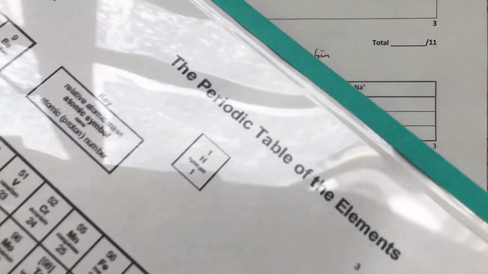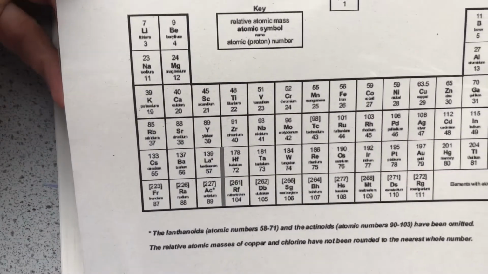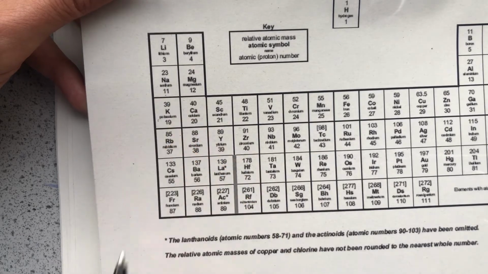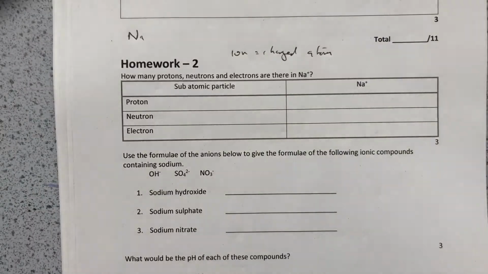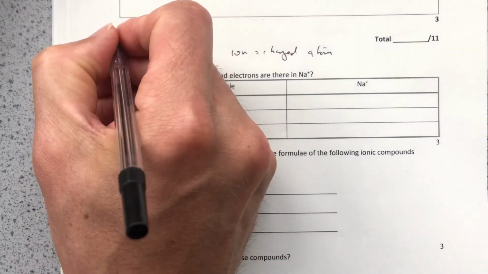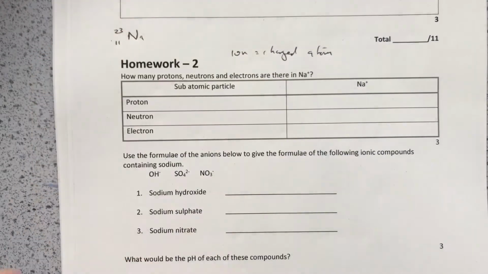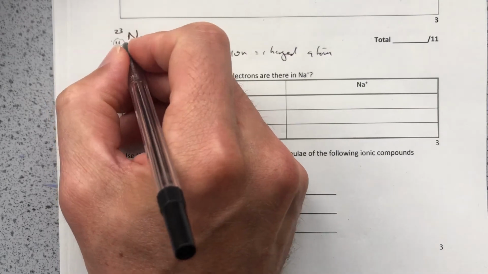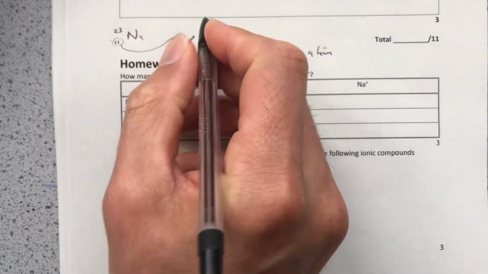Okay, here's the periodic table at the back of the book here. Find sodium. There's sodium. It's got a mass number of 23 and an atomic number of 11. So let's write that down here. 23, 11. And you'd say, well, the bottom number is the number of protons, because that's the atomic number, so 11 protons.